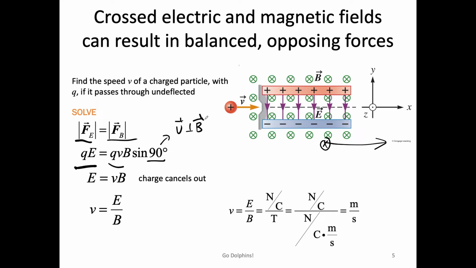We get QE equals QVB, and then we can cancel the Q on both sides. We have E equals V times B, so V equals E over B. We find out for velocity selector, it will select particles with velocity E over B. And we can plug in the unit for E and B. We will find out E over B indeed gives us a quantity that has dimension of velocity.